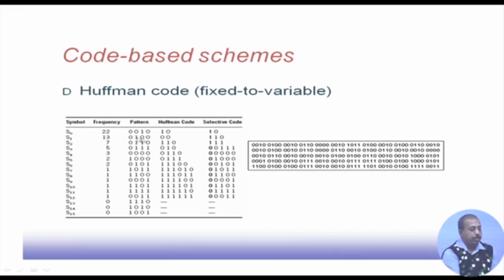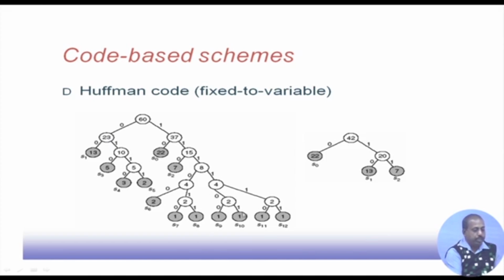Now, you see that the patterns whose frequency is more have been coded with lesser length code. This one's frequency is the highest, so it has been coded with 1 0, the next one is 13, so that has been coded with 0 0. Also, the way the coding is done is that we try to group the patterns. We write them in a sequence, S0, S1, S2, S3, and then the lowest occurring patterns are grouped.